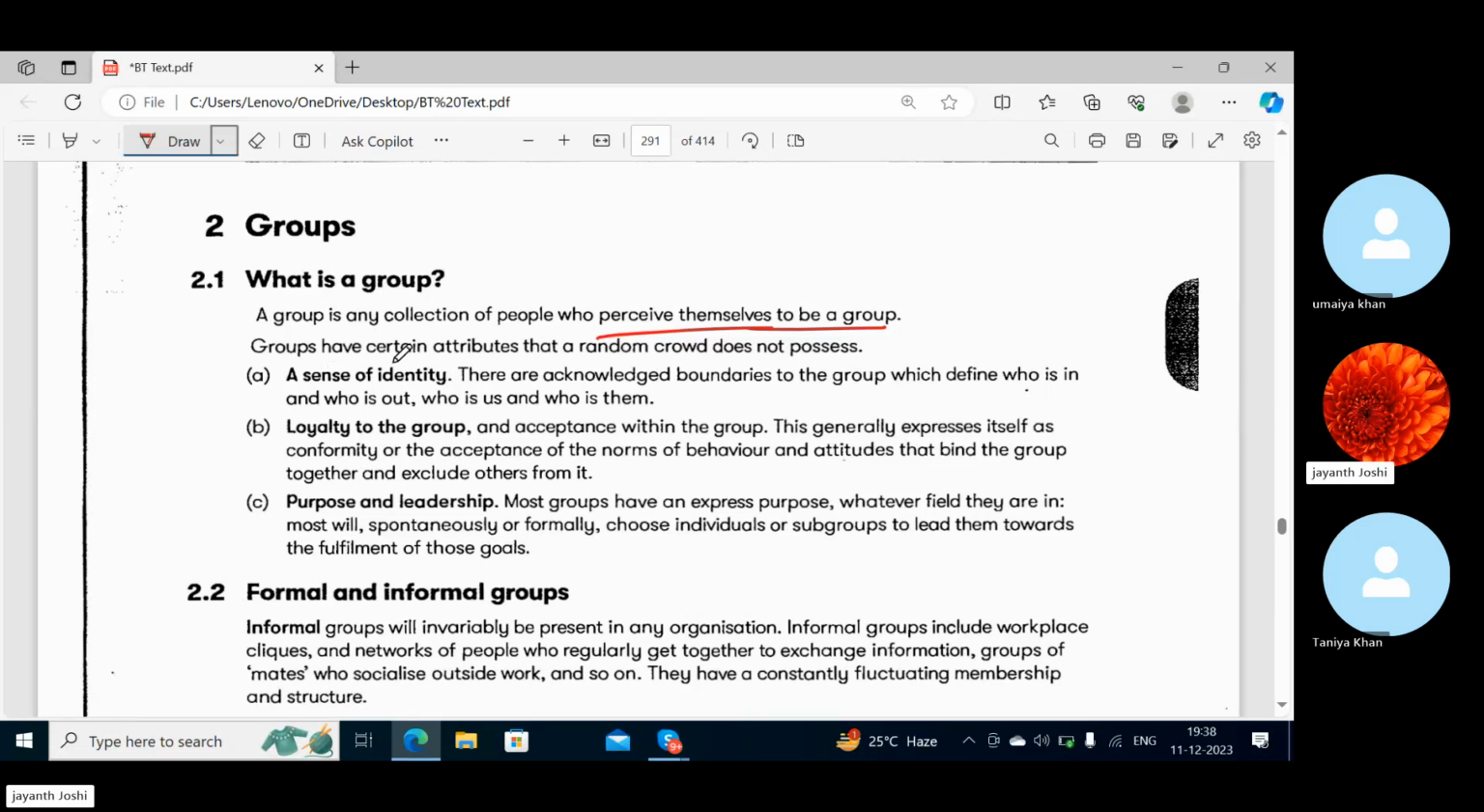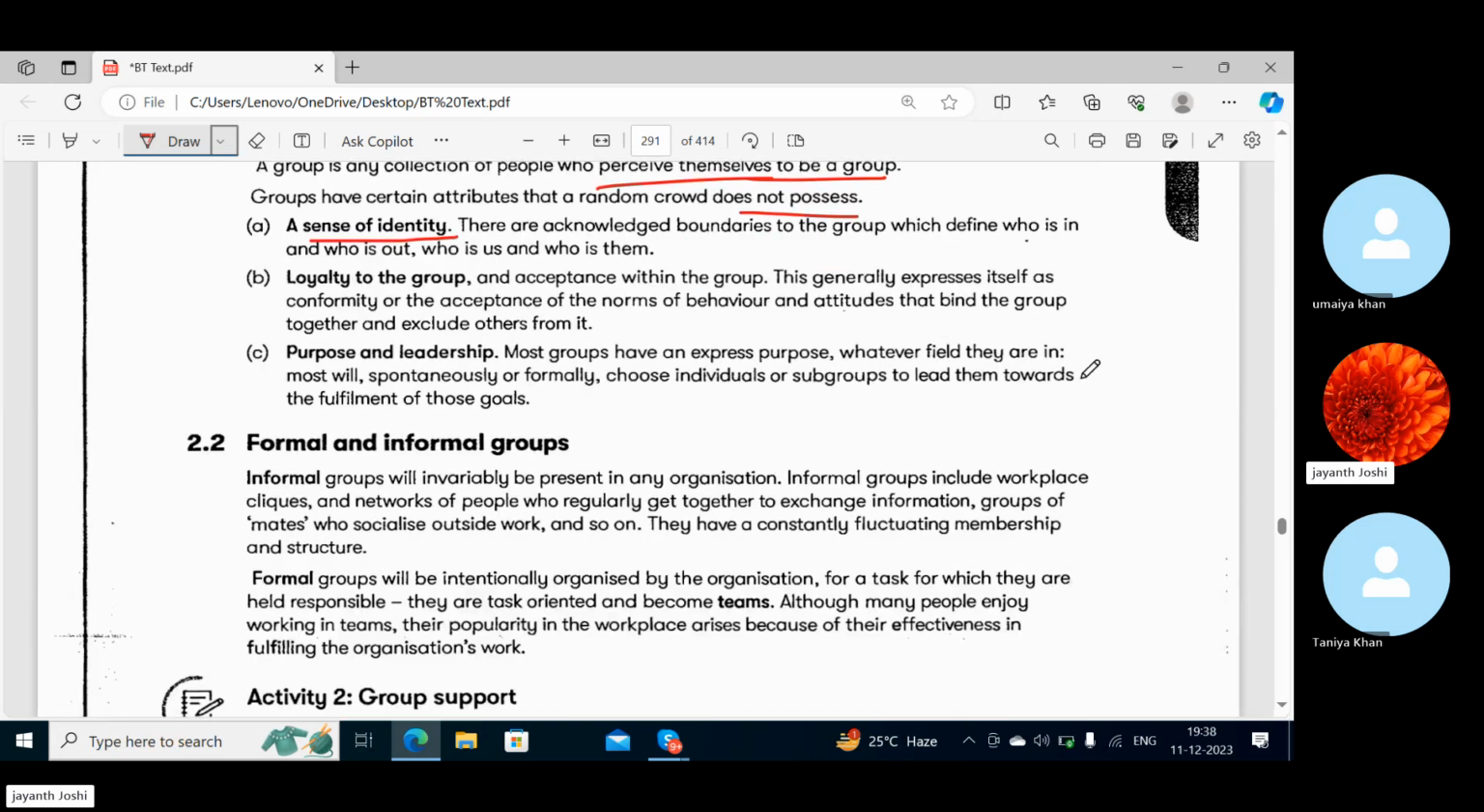So groups have certain attributes that a random crowd does not possess. Sense of identity. That group is known for something. So there are acknowledged boundaries to the group, which define who is in and who is out, who is us and who is them, right? So who is in, who is out, who is us, who is them.